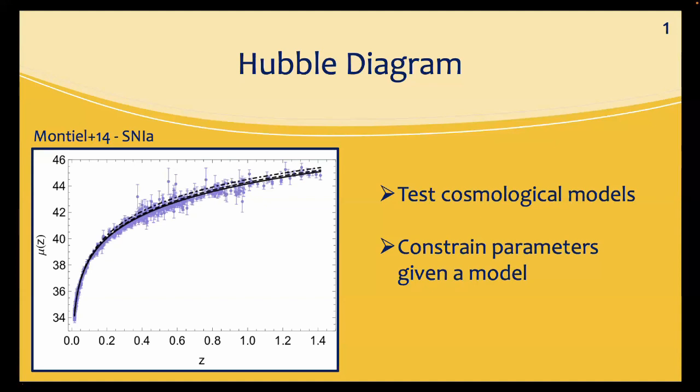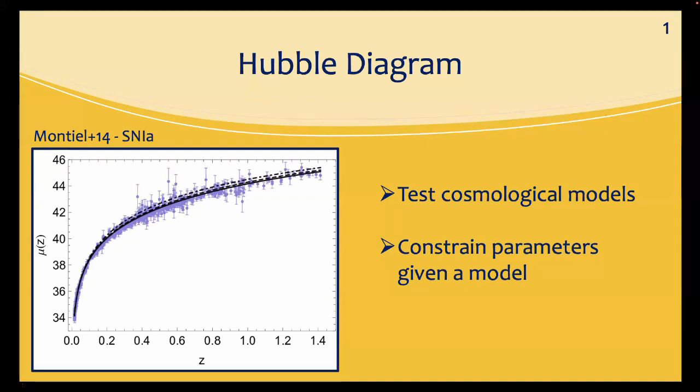And the Hubble diagram I'm showing you here is the one with Supernovae Ia, which are obviously the most famous standard candles out there. And with them, we can reach redshift a bit higher than 1, which means we can investigate basically the expansion history of the universe up to when it was around 5 billion years old.